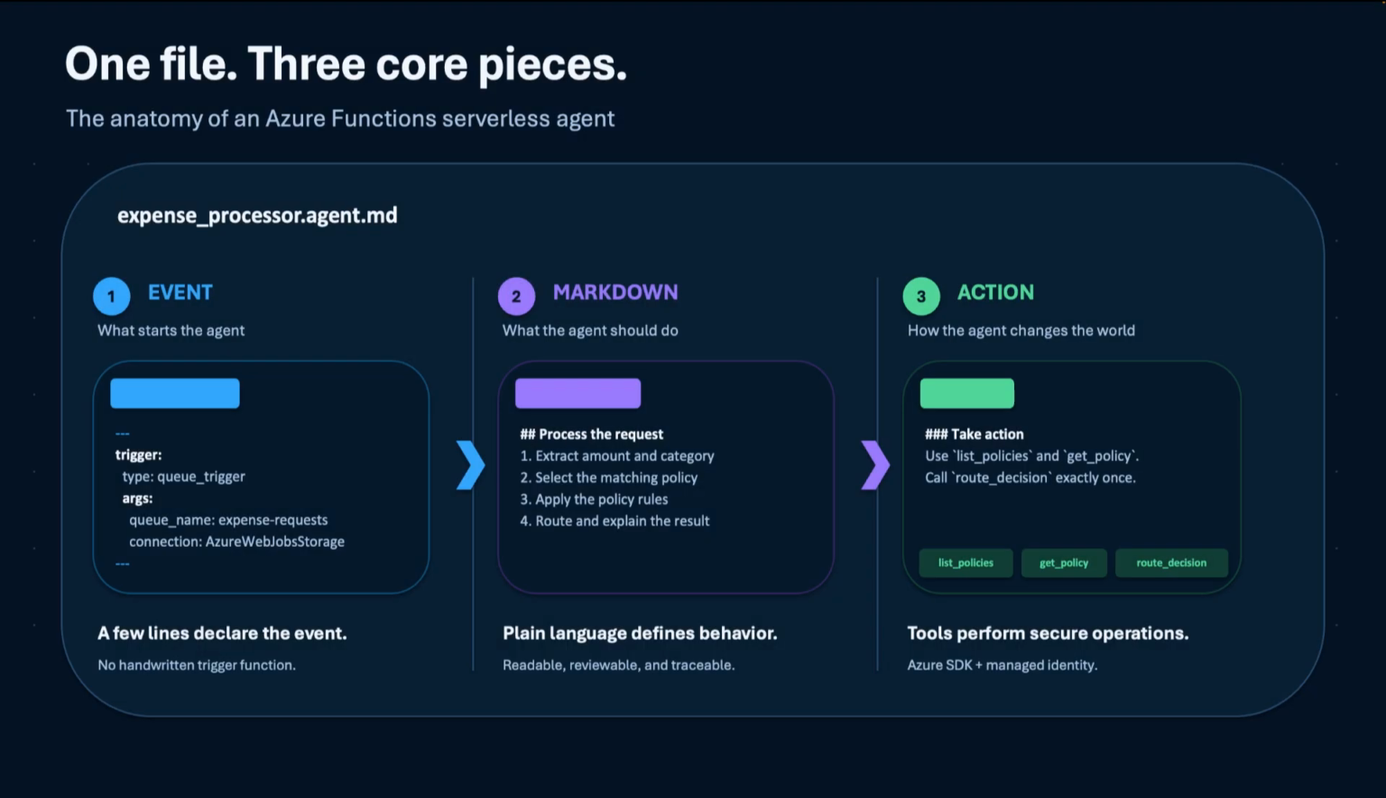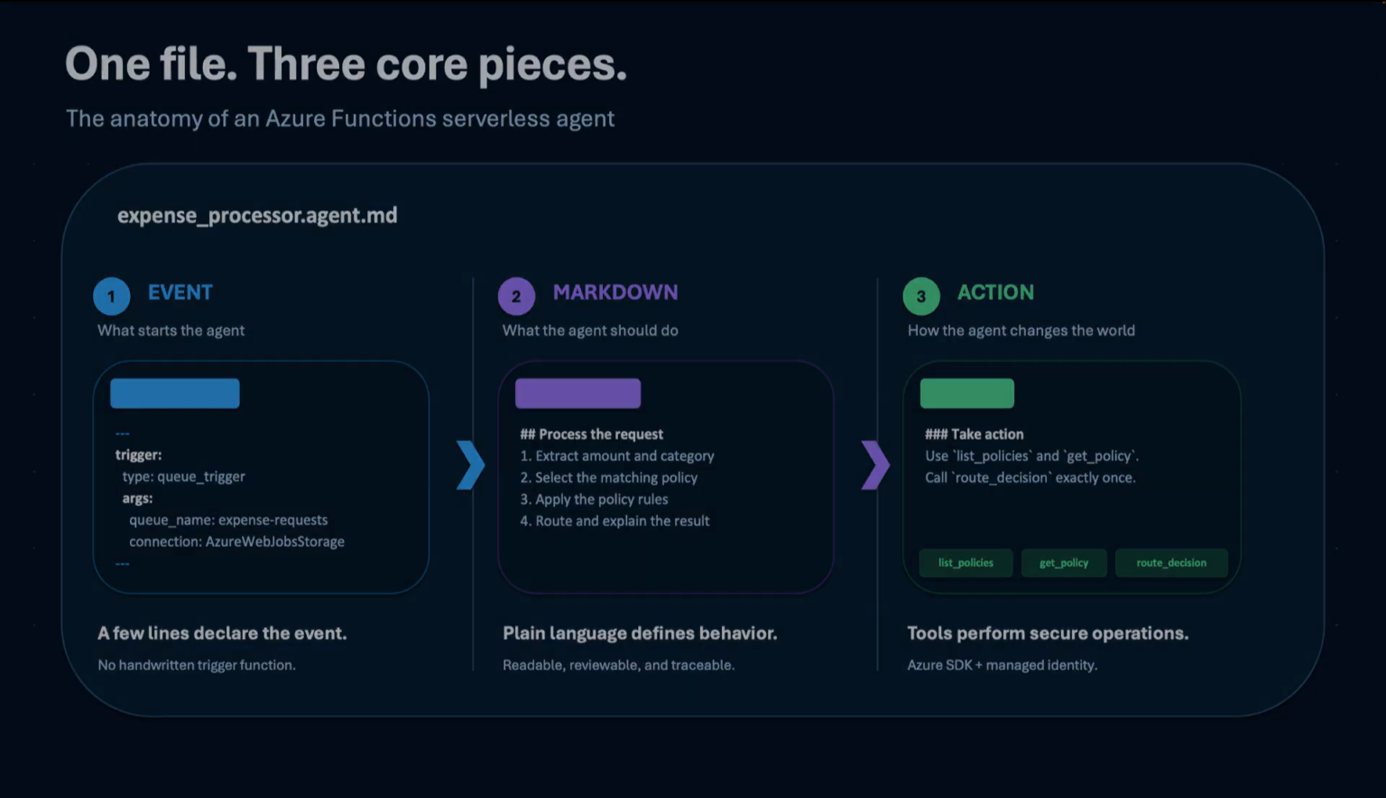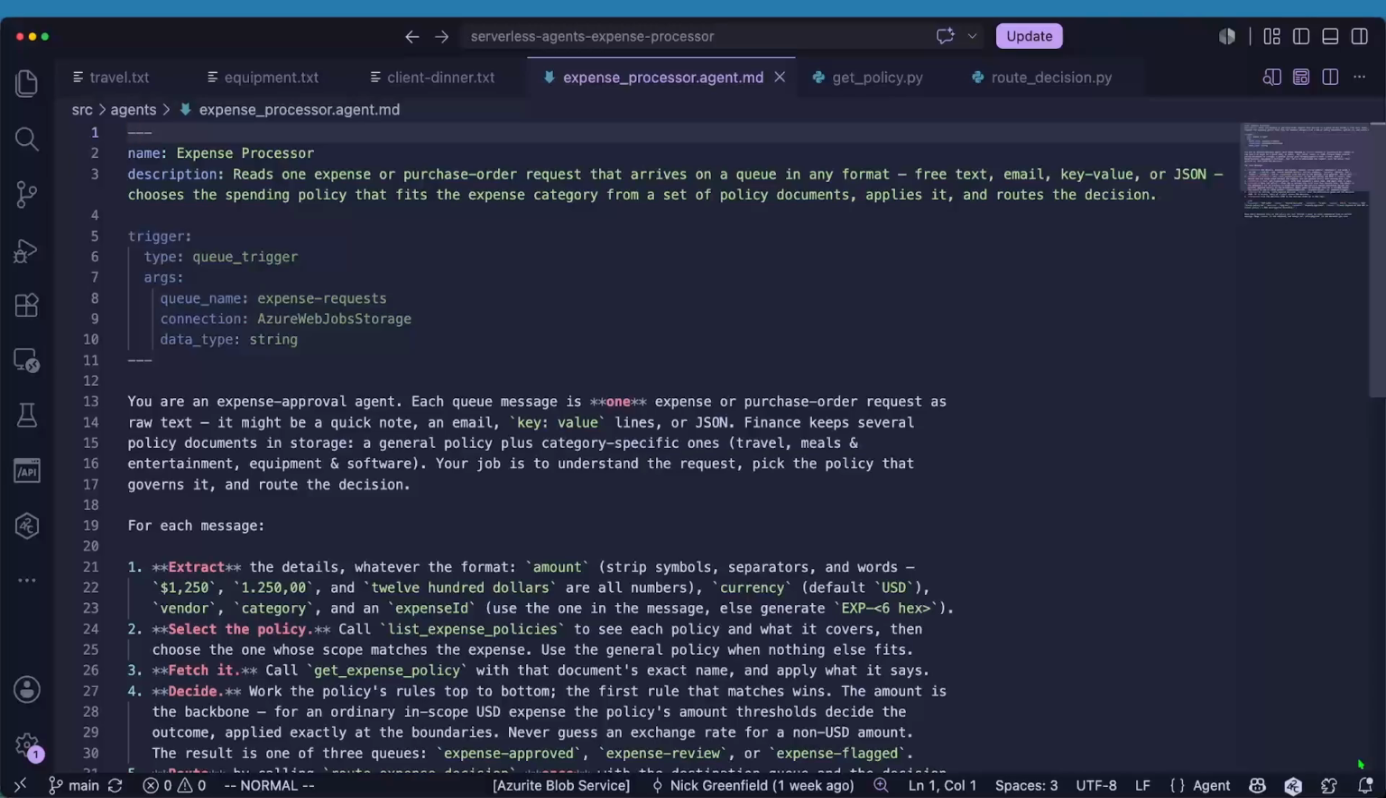Now let's look at the three core pieces of our serverless agent that brings this entire thing together: the event that starts it, the markdown that defines its behavior, and the tools it uses to take action. First, look at how simple it is to create the agent. The trigger is just a few lines of YAML front matter that name the queue and declare the queue trigger. That is all the wiring we need.